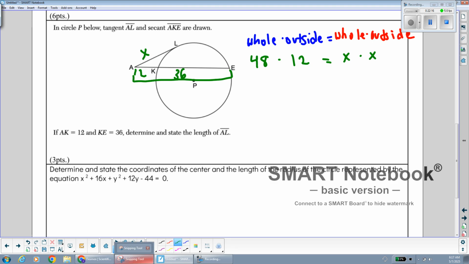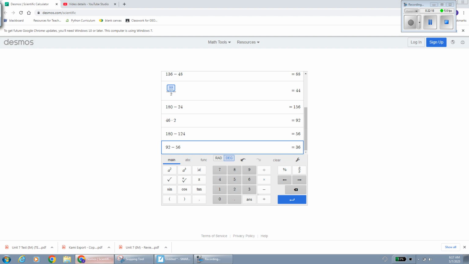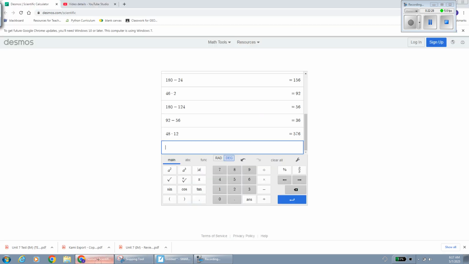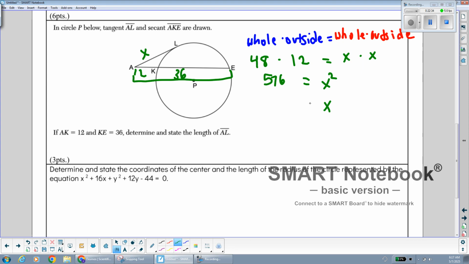I'm going to use a calculator, 48 times 12. And I get 576 equals X squared. I'm going to take the square root and see if that works out nicely. And it does. Always nice when it does. And then we don't have to worry about simplifying radicals. And we have that X, which represents AL, is 24.